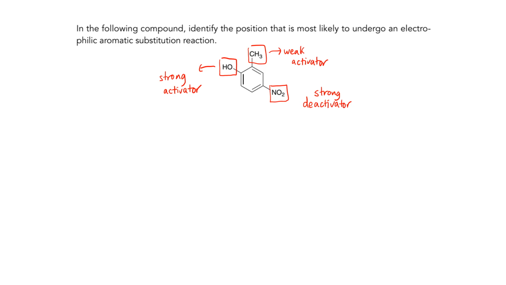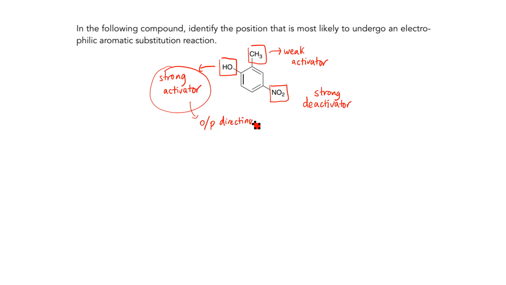Now, which one of these is going to win? Now, the rule of thumb is that the strongest activator is going to win. Deactivators never win, right? If you have an activator and a deactivator on a ring, the activator is always going to win, okay? And it's going to be the strongest that is available. So between the OH and the CH3, we saw in the previous slide that the OH wins. So the OH group is going to predominate as far as the directing effects go. And we know that this activator is going to be ortho-para directing.